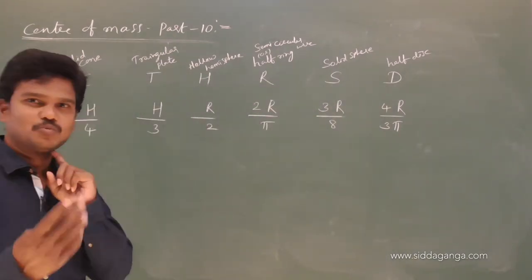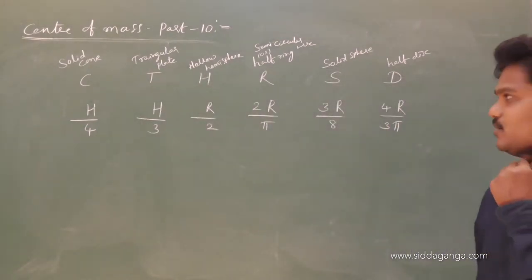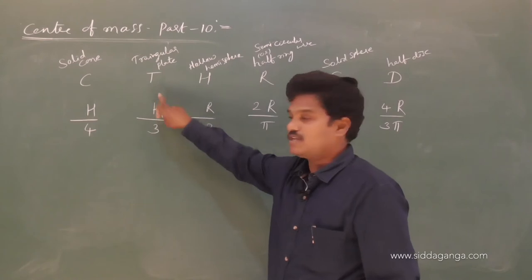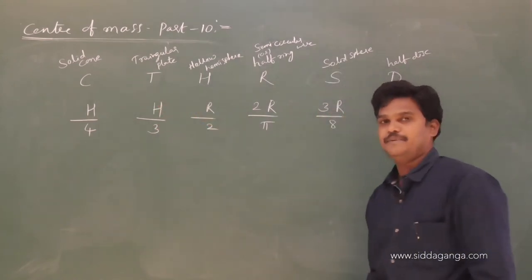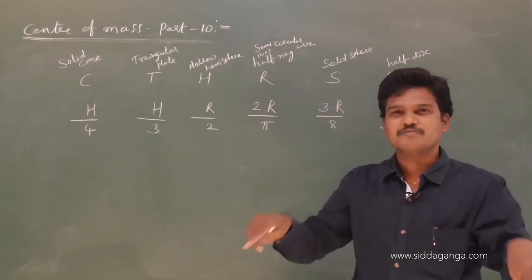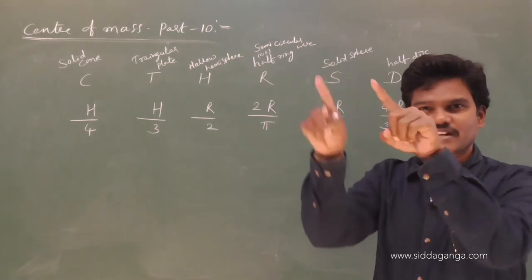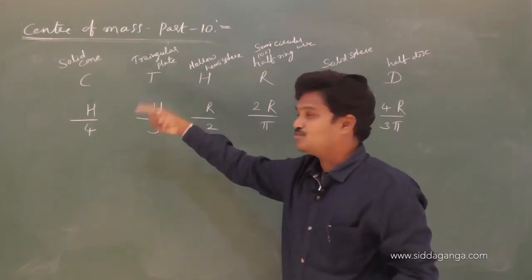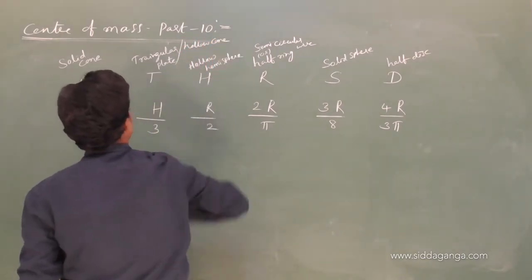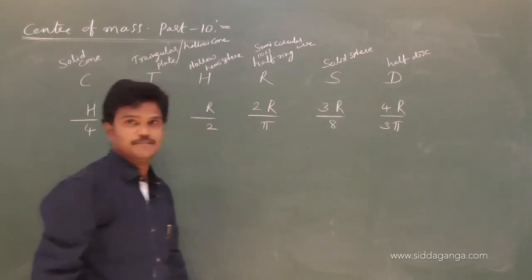Let me continue some more models in center of mass, and then I will enter into the other topic. Take this. I hope you remember this one. Triangular plate is also called hollow cone. Hollow cone also gives the same answer. A hollow cone is an empty cone. If you press an empty cone, it looks like a plate, a triangular plate. So this is also suitable for hollow cone. So these are 7 formulas. Keep in mind, it will help a lot.